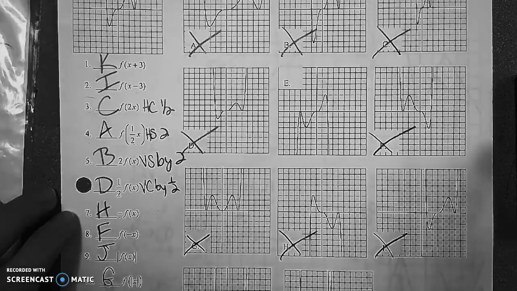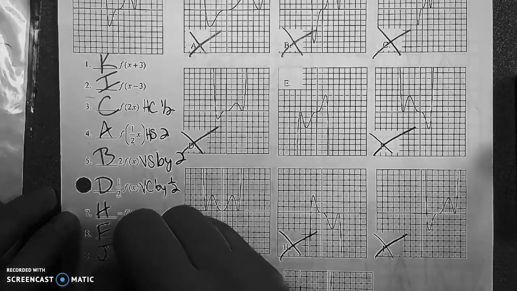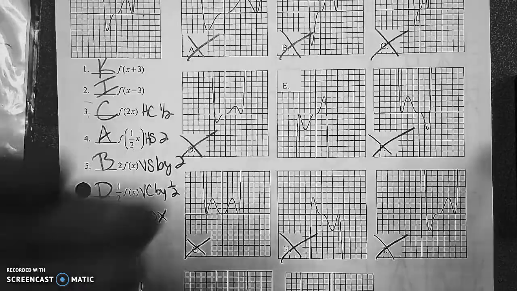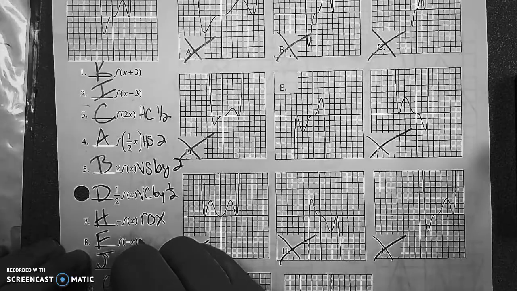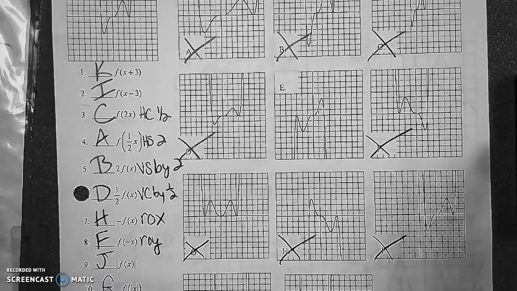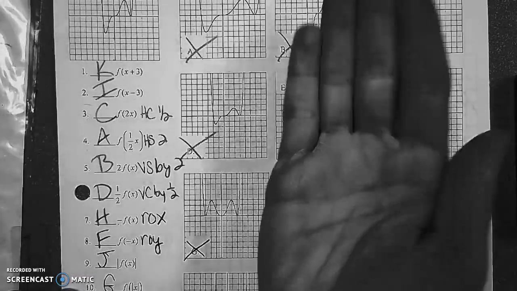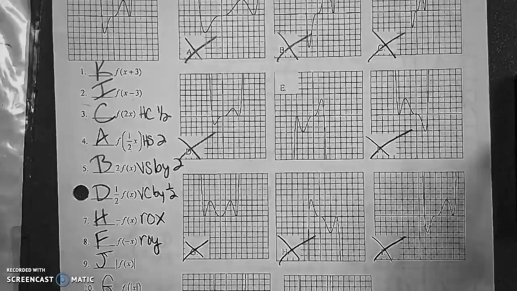Number 7, you are multiplying your y's by a negative, so that's a reflection over your x-axis. So you're looking for this. Number 8, you're multiplying your x's by a negative, so that's a reflection over your y. So you're looking for this to have happened.